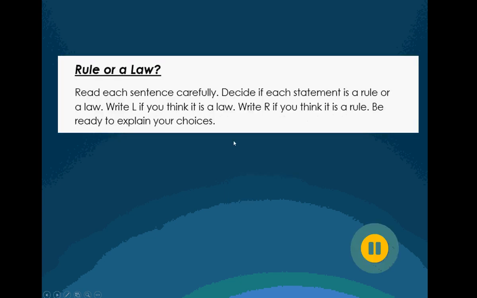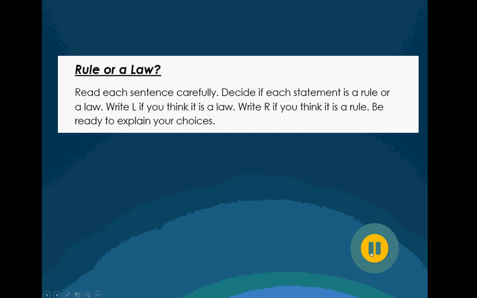In your handout, you have some examples of rules or laws. There's 10 of them. On the handout, read each sentence carefully. Decide if each statement is a rule or a law. Write L if you think it's a law. Write R if you think it's a rule. Be ready to explain your choice.